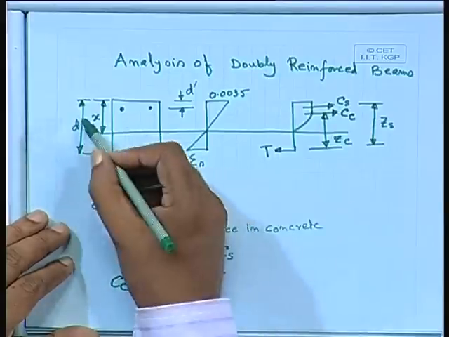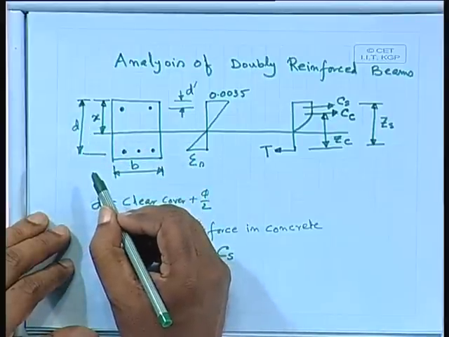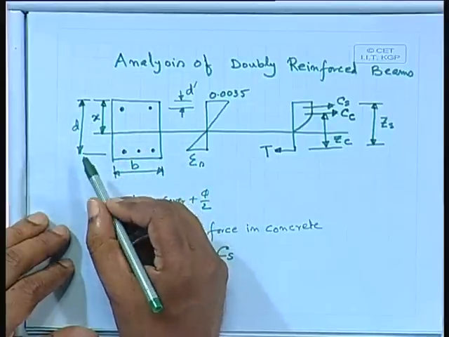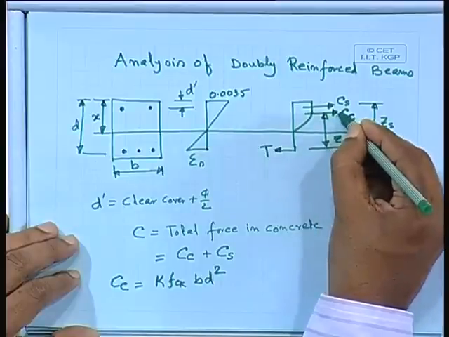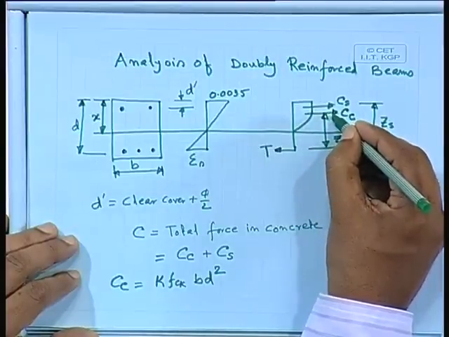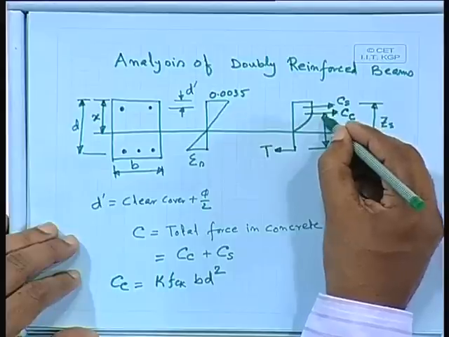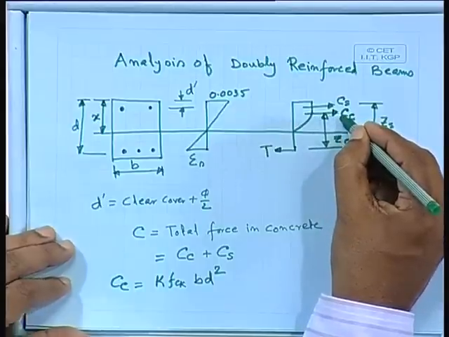D is the effective depth. That won't be between the two reinforcements. No, D is never between the two reinforcements. D is always from the top fiber, and that's why we have got another parameter, say K to D. It means that from the top fiber, the position of this resultant compressive force is 0.42 D or 0.416 D that we are getting.